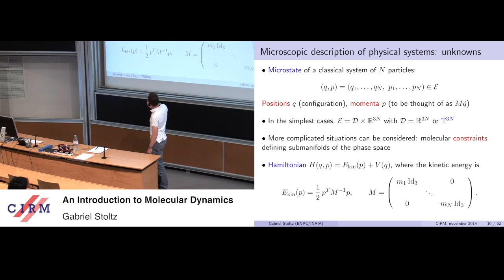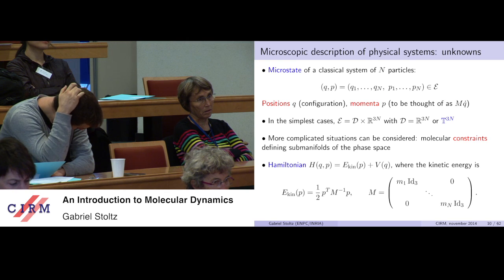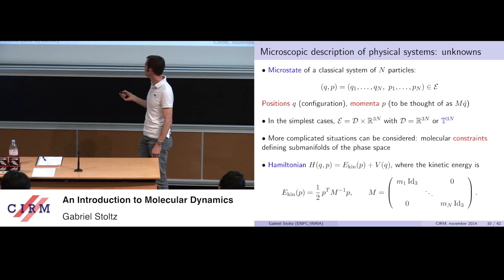Okay, so that's the microstate, the set of all unknowns, and a very important function is the Hamiltonian, which gives the energy of a microstate. So the energy, in the simplest cases as well, is the sum of two terms, a potential energy and a kinetic energy. Kinetic energy is very simple, it's the sum of 1/2 mass times velocity squared. That's just a fancy way of writing it, so it's the standard kinetic energy.